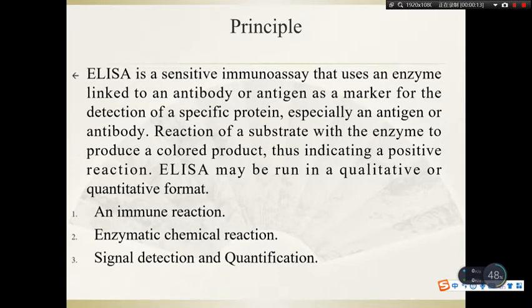ELISA is a sensitive immunoassay that uses an enzyme linked to an antibody or antigen as a marker for the detection of a specific protein, especially an antigen or antibody. The result could be confirmed depending on the color product produced by the reaction of a substrate with the enzyme. The technique involves the following three principles: first, immune reaction; second, enzymatic chemical reaction; and third, signal detection and quantification.